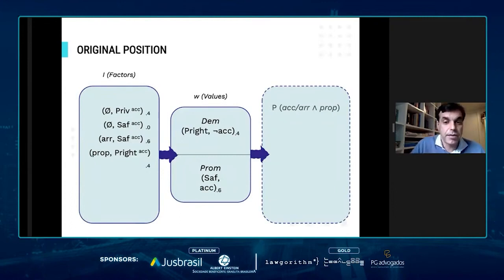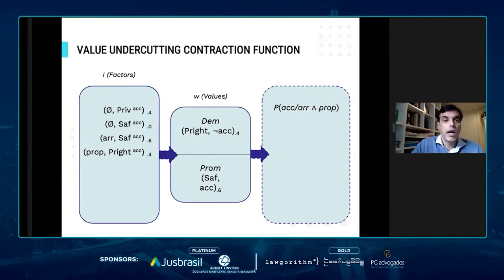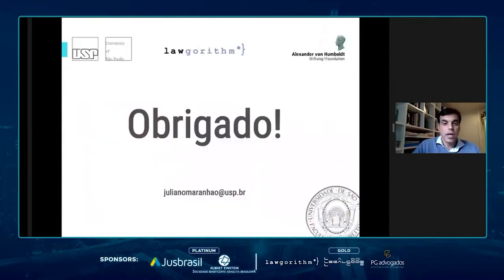Suppose we have this as an original position, and in this position, the promotion of safety beats the demotion of property rights. But then if we add into consideration the value of privacy, and we know that there is a baseline impact on privacy, then this will shift the balance by expanding the set of demoted values. Since you strengthen the opponent, this is a value rebutting expansion function. And you may have an undercutting contraction function when you delete the corresponding value. And so on and so forth.